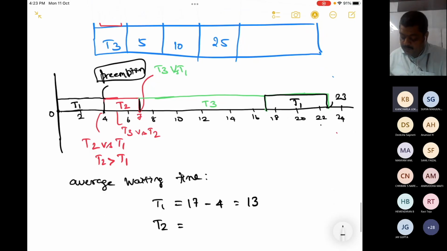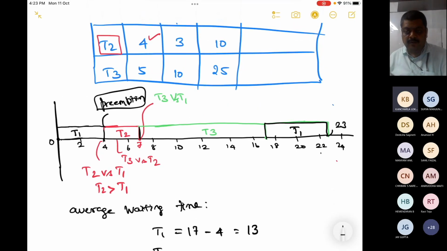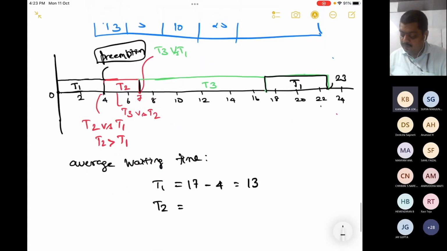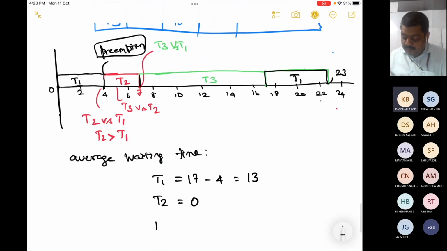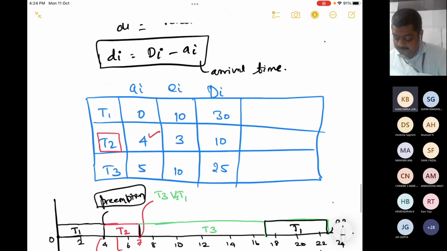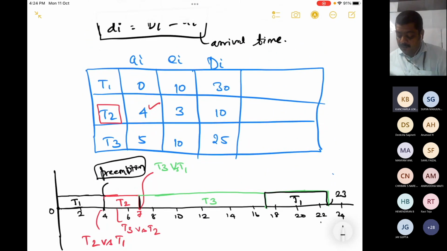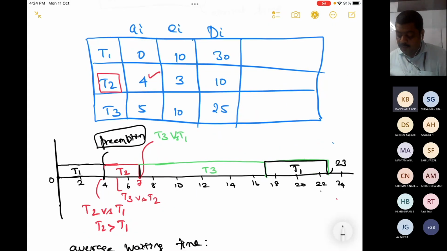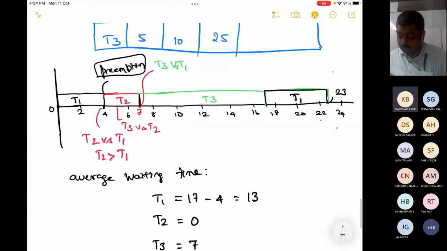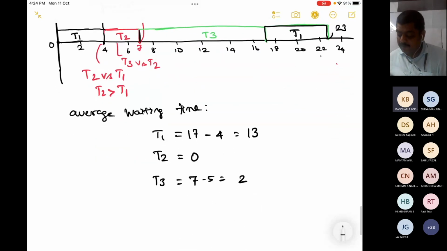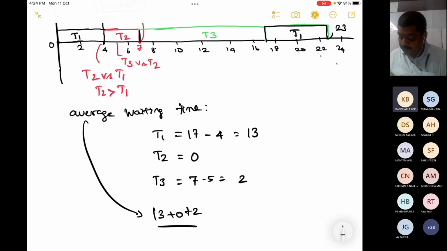The waiting time of T2: it was released at 4 and immediately got the CPU. It never waited, so that is 0. T3 was released at 5, but when it got the CPU, it started running only at 7. That means 7 minus 5 is 2. So the average waiting time is (13 + 0 + 2) divided by 3, which equals 5 time units.